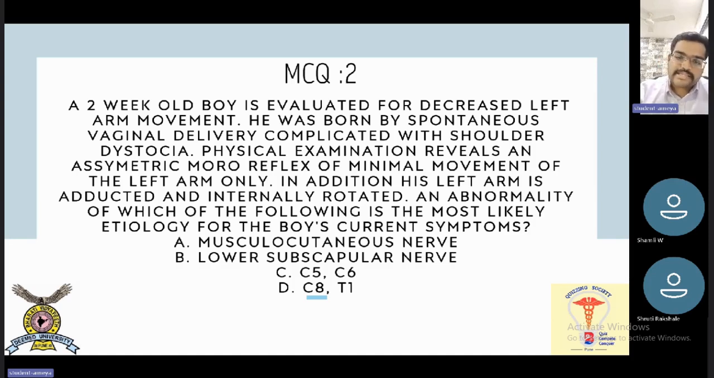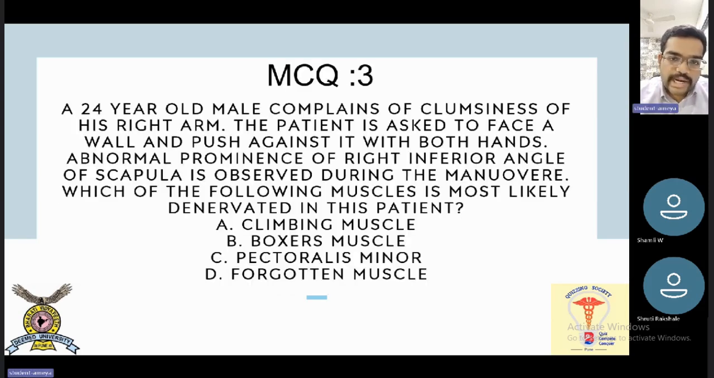And Erb's paralysis, I have told you, is mainly by C5, partly by C6. Lesion to the upper trunk of the brachial plexus, which is formed by C5, C6. So the answer to this question is option C, C5, C6. And moving on to the last MCQ of the day. Which of the following muscles is most likely denervated in the patient? Climbing muscle, boxer's muscle, pectoralis minor, and forgotten muscle.